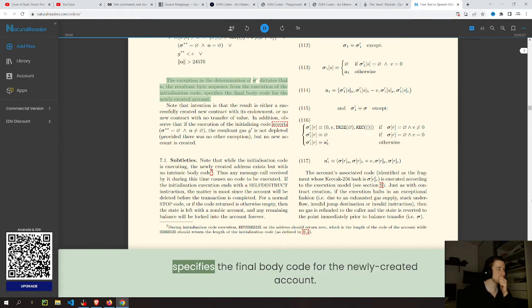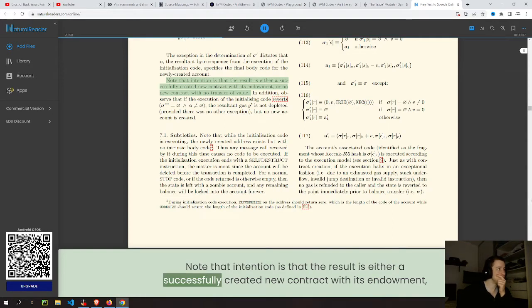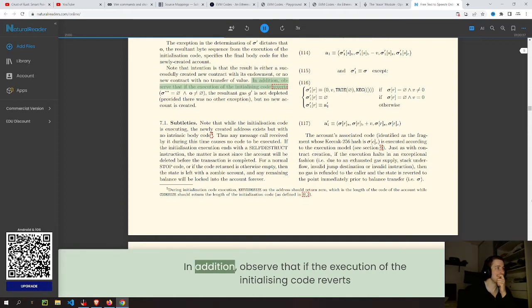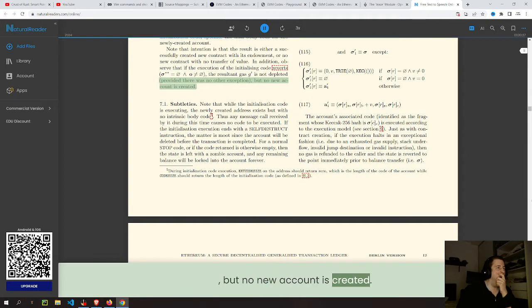initialization code, specifies the final body code for the newly created account. Note that the intention is that the result is either a successfully created new contract with its endowment, or no new contract with no transfer of value. In addition, observe that if the execution of the initializing code reverts, the resultant gas G is not depleted, but no new account is created.